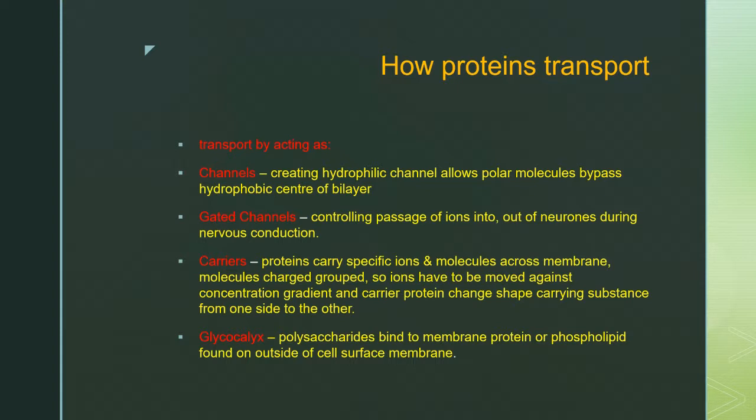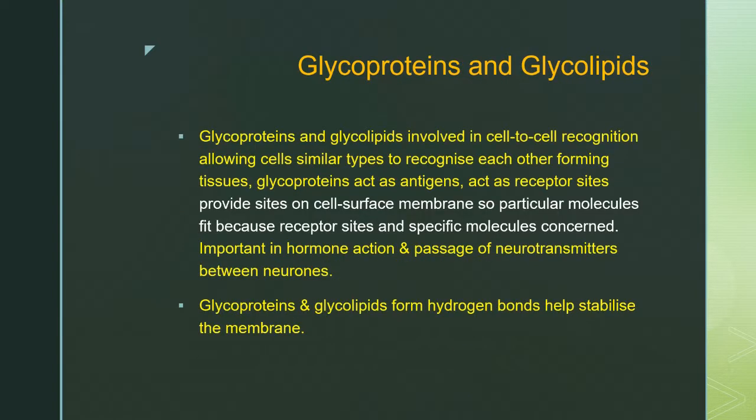The glycocalyx is where polysaccharides bind to the membrane protein or phospholipid found on the outside of the cell surface membrane. Glycoproteins and glycolipids are involved in cell-to-cell recognition, which allows the cells of similar types to recognize each other, forming tissues. The glycoproteins will act as antigens and then act as receptor sites. This provides sites in the cell surface membrane so particular molecules fit, because the receptor sites are specific. This is important in hormone action and the passage of neurotransmitters between neurons.